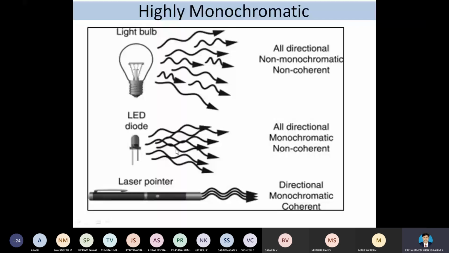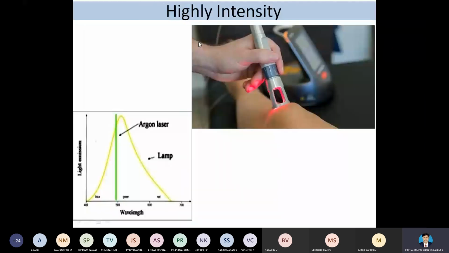The third parameter is high intensity. Why are we calling this high intensity? I have taken a small example here. Nowadays we are using laser treatment. The laser treatment is used in all the medical side. For your facial therapy, we are using laser. For operation purposes, we are using laser. For diagnosis, we are using laser. So the main purpose of considering this laser radiation is its high intensity. This is the main thing.